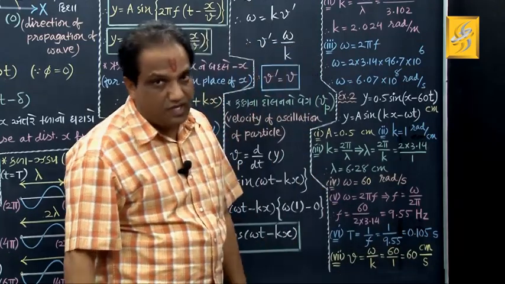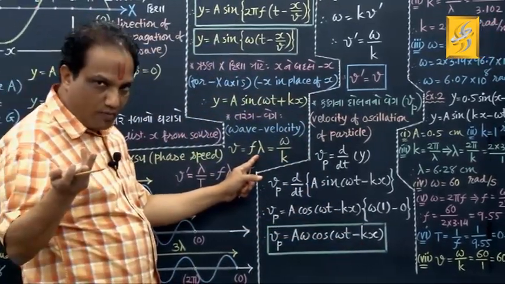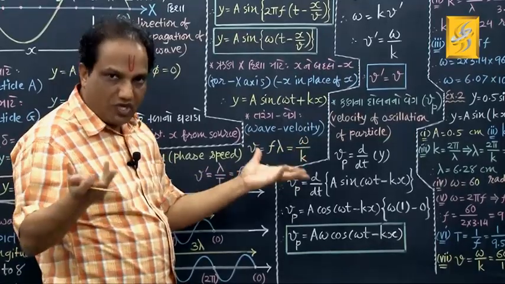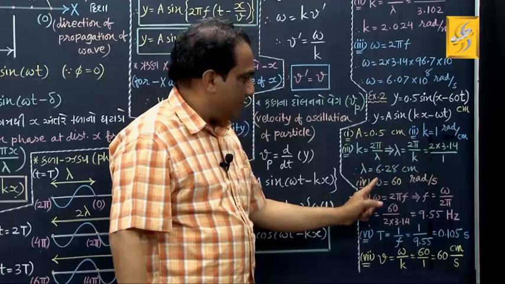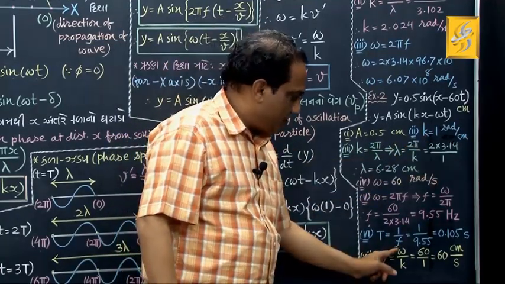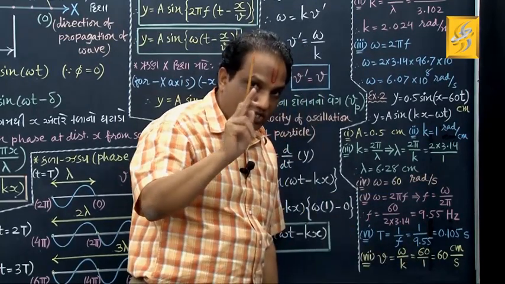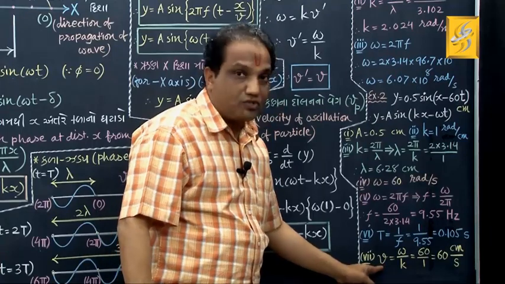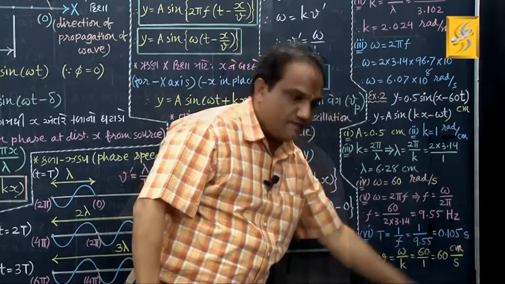And what about wave velocity? Wave velocity formula, look here. V equals f lambda, you may use that, no problem. You may also use omega upon k. V equals omega upon k. Come on, omega is 60 and k is 1. So 60 upon 1, that is 60. And because you are using CGS units, the CGS unit of velocity is centimeter per second. Centimeter per second. Got it?